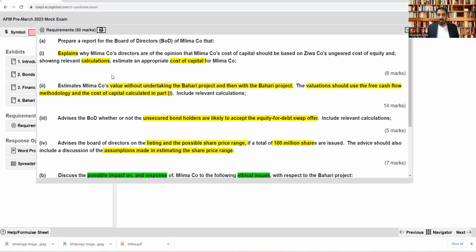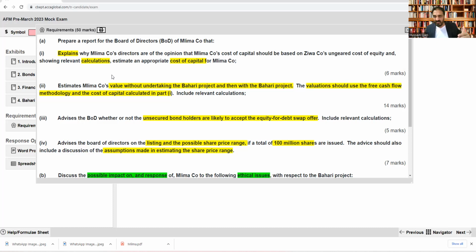So the second part, that is part 1, Ke ungeared by MM proposition 2. Part 2, valuation without Bahari project and with Bahari project. And of course, this question primarily considers the listing of the shares, now and the listing of the shares of 100 million. So whenever you are calculating the value of the company, you have to be aware that we need to calculate the total value and the per share value as well.